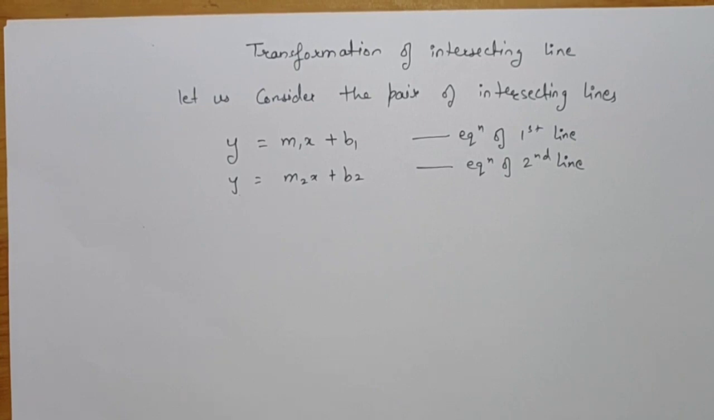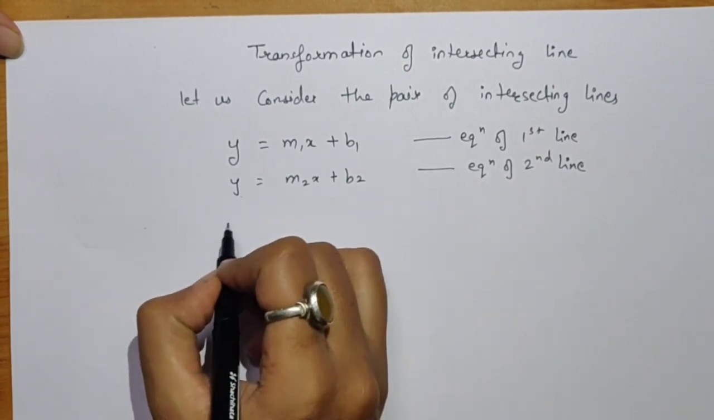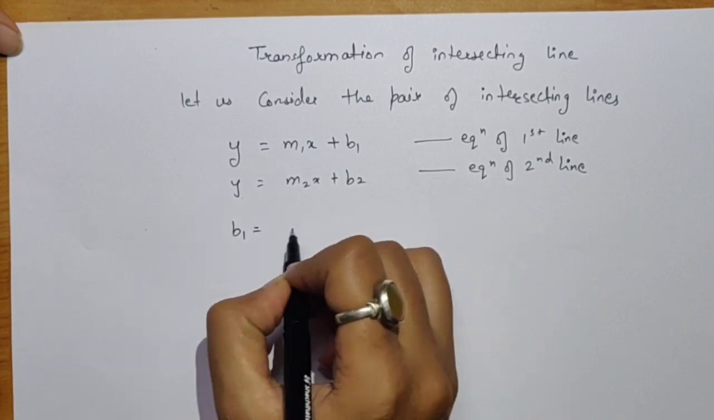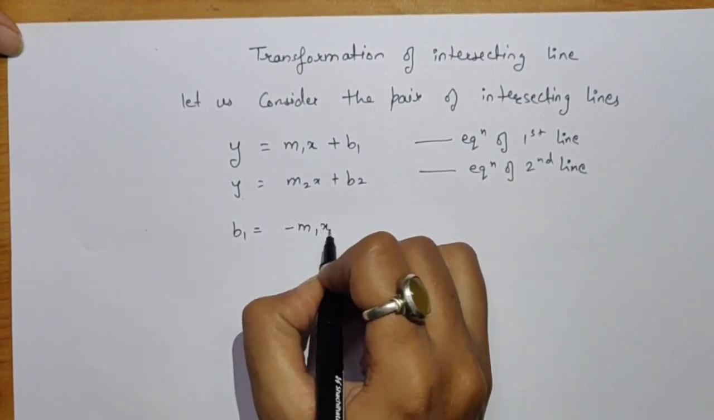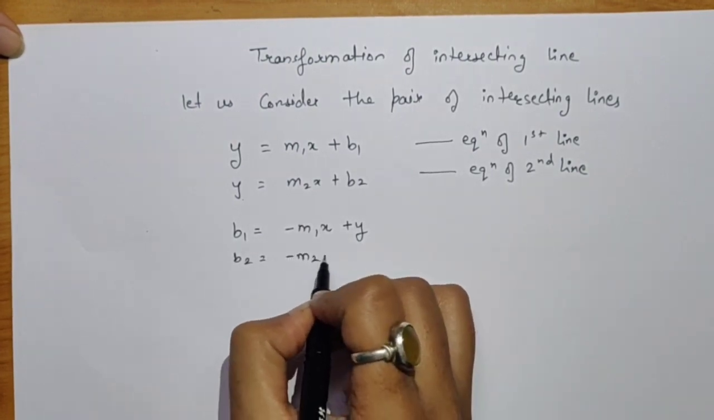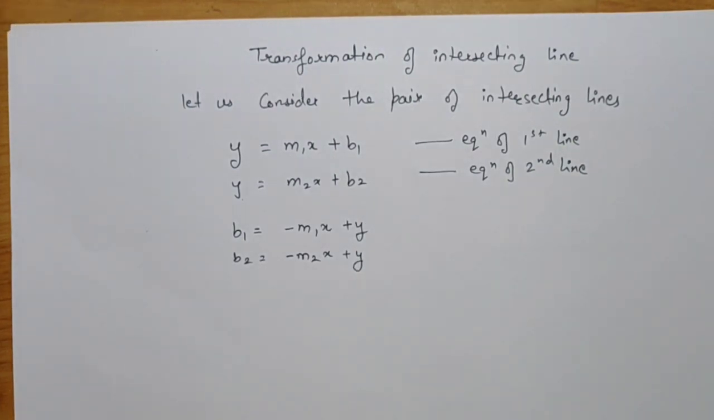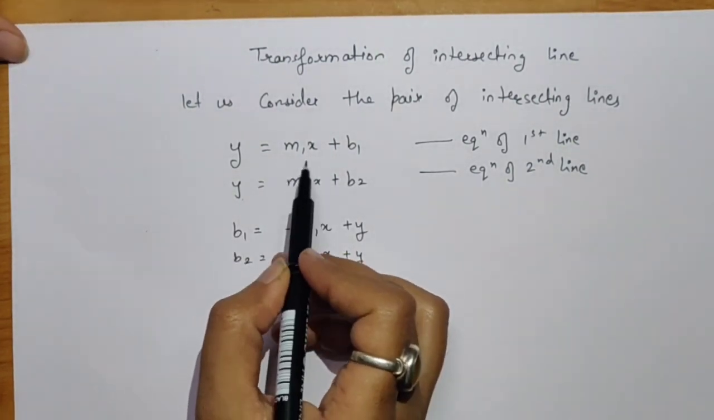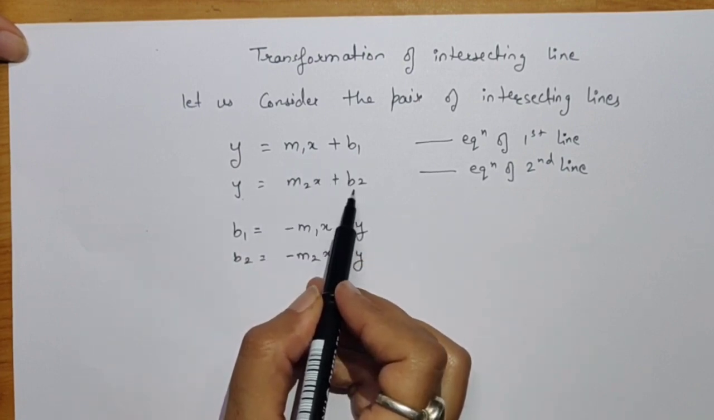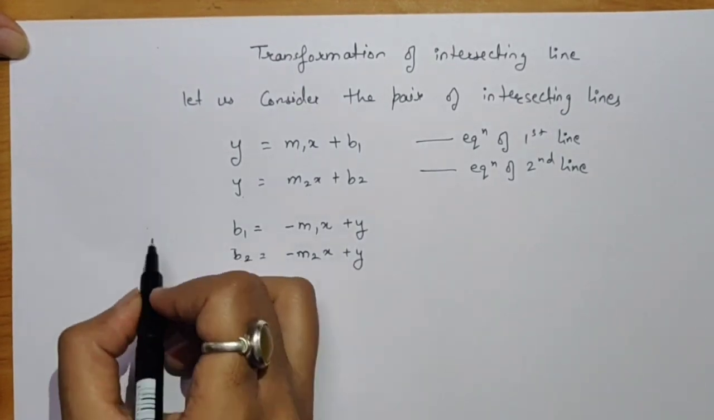Now let's calculate b1 and b2 from the above equations. Considering the first equation, we get b1 equals minus m1x plus y, and b2 equals minus m2x plus y. From the first equation we calculated b1, and from the second equation we calculated b2. So we got b1 and b2.